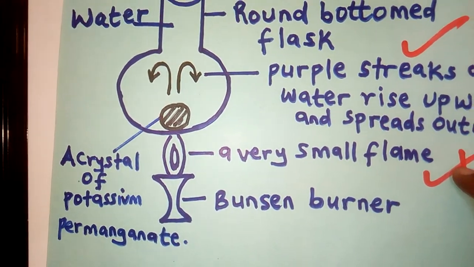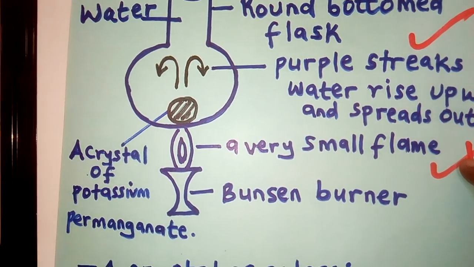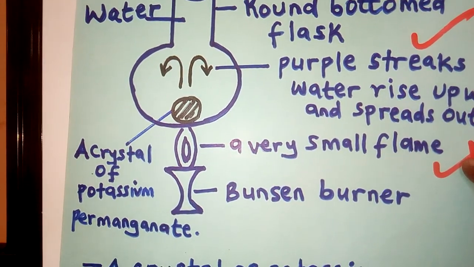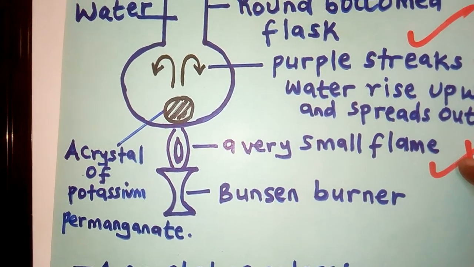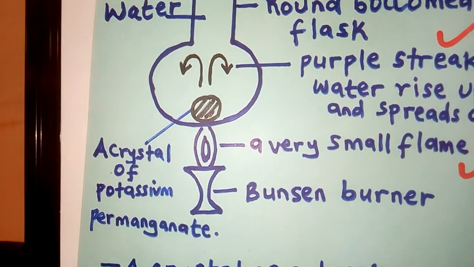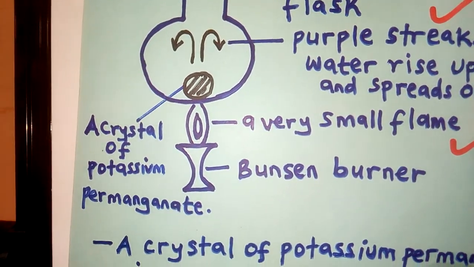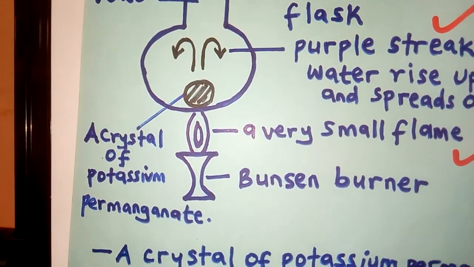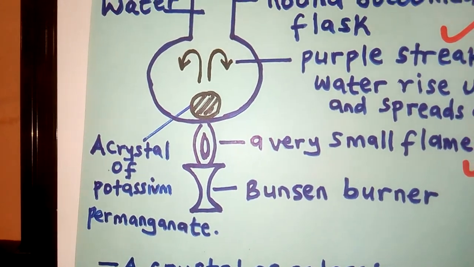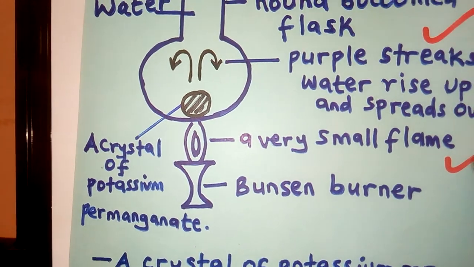Then you heat it using a Bunsen burner. Now, the source of heat must be directed where the crystal is. Look at the diagram. The Bunsen burner, the flame, a very small flame, is directed where the crystal is. Now, when you heat this crystal, the first thing is the crystal will dissolve. And because it is purple in color, after dissolving, it will turn the whole water purple.